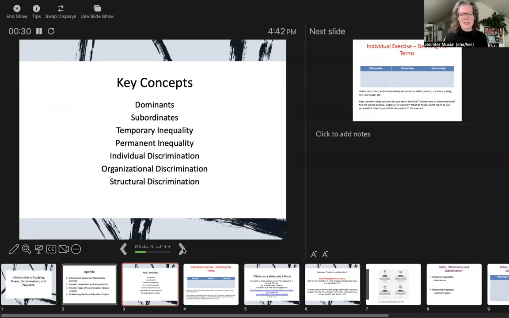So key concepts for today's class include dominance, subordinates, temporary inequality, permanent inequality, individual discrimination, organizational discrimination, and structural discrimination.